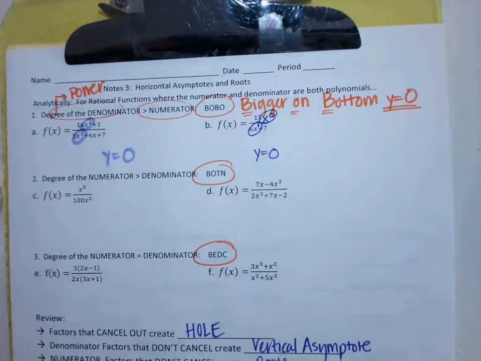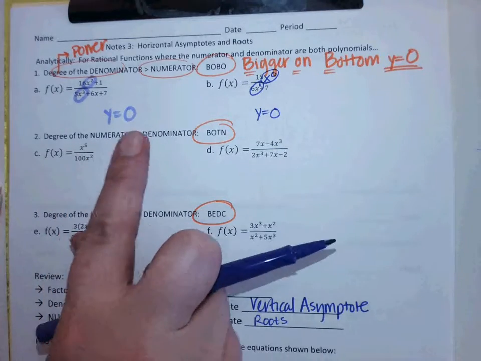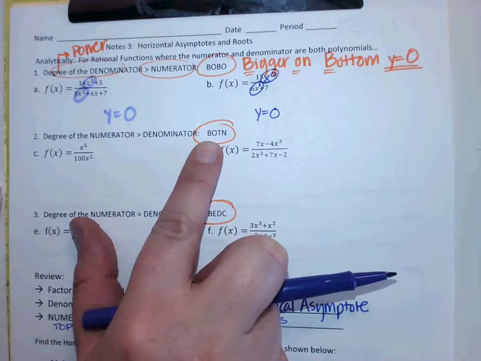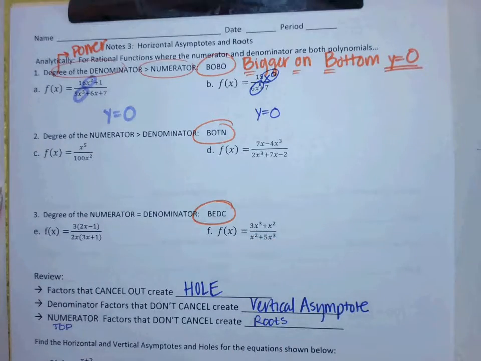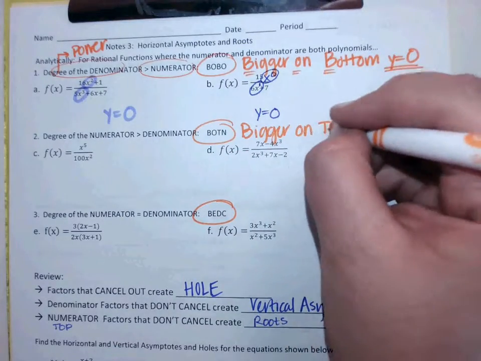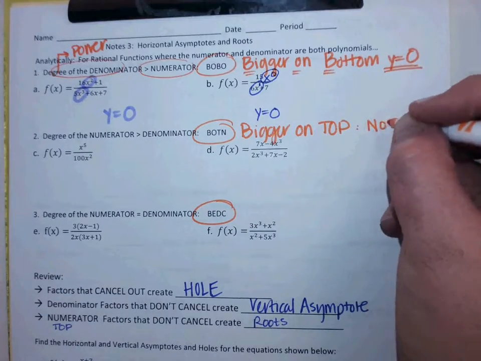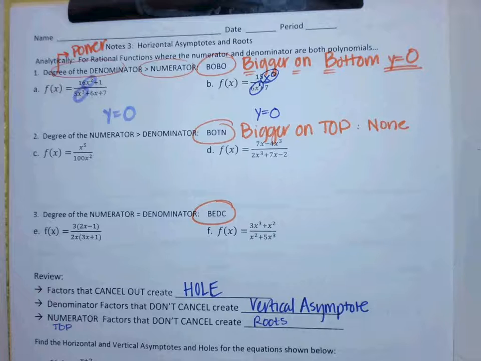Okay, next one. If the degree of the numerator, that's the top, is greater than the denominator, you're going to use BOTN. So instead of bigger on bottom, what do you guess the T stands for? Bigger on top. So bigger on bottom for BOBO, bigger on top for BOTN. And then the N stands for none. So if you are looking at a fraction where the top is bigger, you would say there is not an asymptote. So looking at letter C, what is the highest power of x on the top?